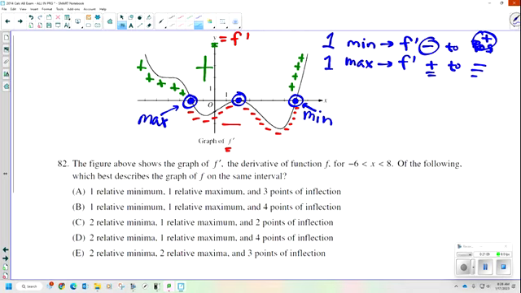So let's look. Choice A and B are the only ones that say one min and one max, because choice C, D, and E say two minimum. These can't be it. So it's either A or B. So now let's go on to the points of inflection. The points of inflection are the second derivative. A point of inflection is where my first derivative changes slope. Not sign, but changes slope. Because the second derivative is the slope of the first derivative.